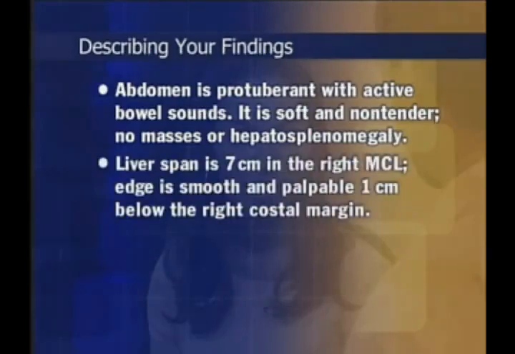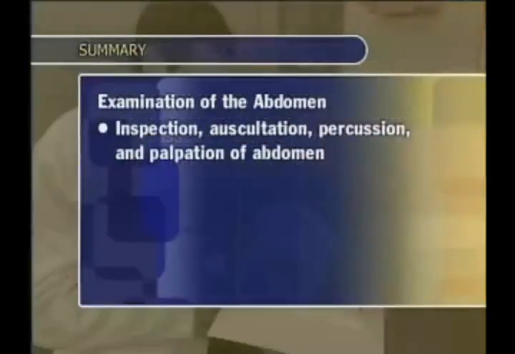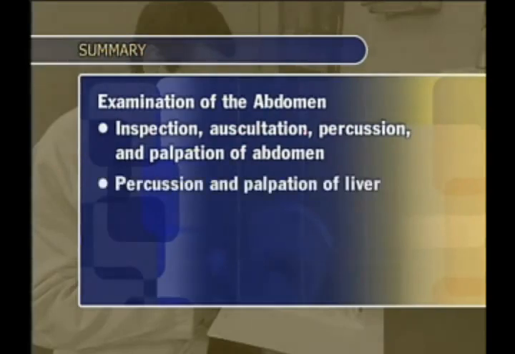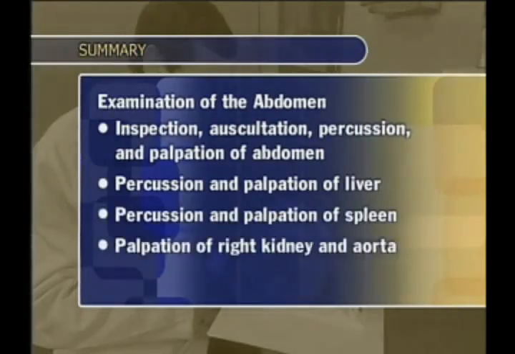Liver span is 7 centimeters on the right midclavicular line. Edge is smooth and palpable 1 centimeter below the right costal margin. Spleen and kidneys not felt. No costovertebral angle tenderness. In summary, examination of the abdomen involves inspection, auscultation, percussion, and palpation of the abdomen. Percussion and palpation of the liver. Percussion and palpation of the spleen, and palpation of the right kidney and aorta.